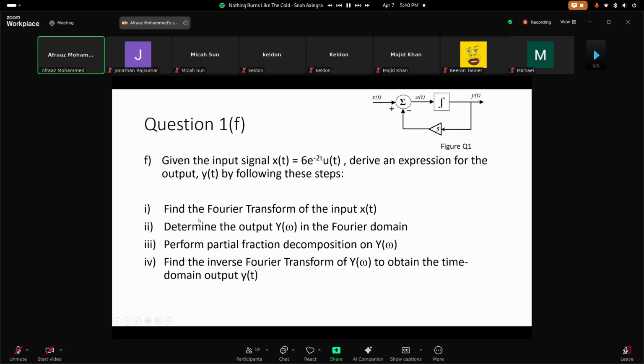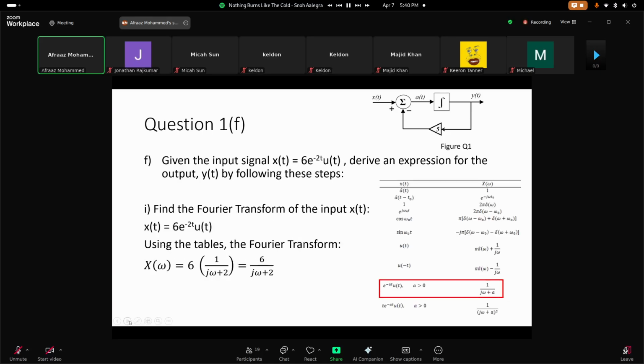First, we're going to find the Fourier transform of the input, 6e to the minus 2t u of t. Next, we will determine the output. When we get that X of omega, we will multiply it by the H of omega, and that'll give us the Y of omega. The third thing is to perform the partial fraction decomposition on the Y of omega. And then finally, on that decomposed value, we will find the inverse Fourier transform of the Y of omega, and we will get the time domain output.